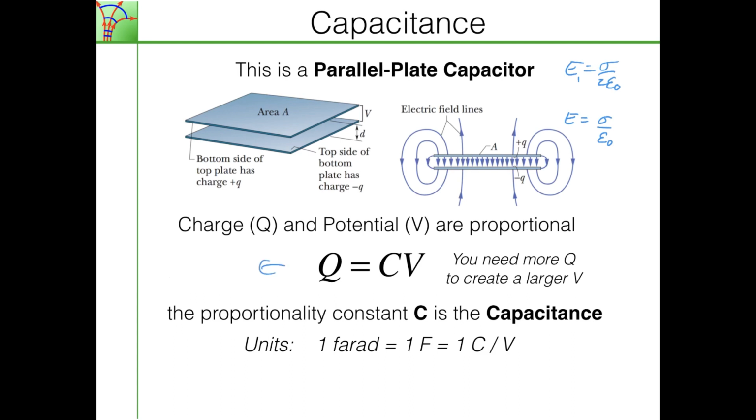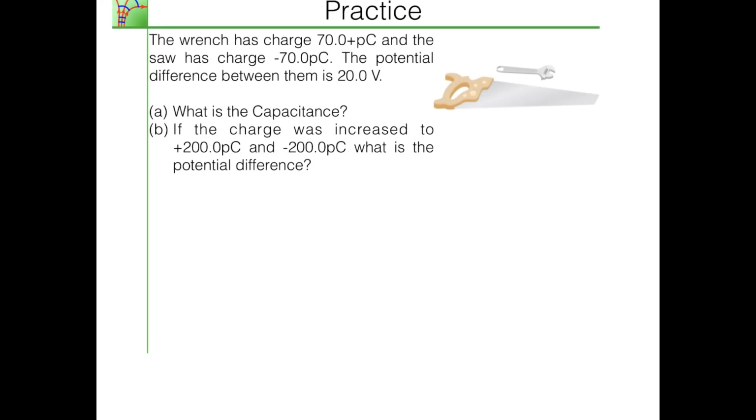If I were to solve this for C, it's equal to Q over V, and you can think of this as how much charge I can get on this capacitor for a given voltage. The more charge I can get for a given voltage, the better the capacitor is. And so the units of capacitance are coulombs per volt, charge per voltage, and we're going to call that the farad, named after Mr. Faraday.